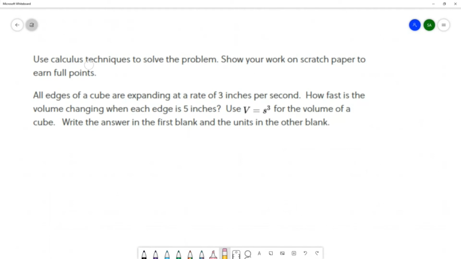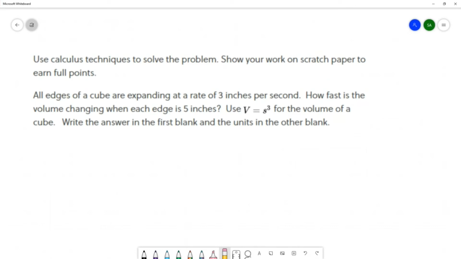We're going to use calculus techniques to solve the problem. Show your work on the scratch paper to earn full points. All the edges of a cube are expanding at a rate of 3 inches per second. How fast is the volume changing when each edge is 5 inches? Use V equals S cubed, the volume equals one side cubed, for the volume of a cube. Write your answer in the blank and the units in the other blank. So we want to keep track of the units for this problem.